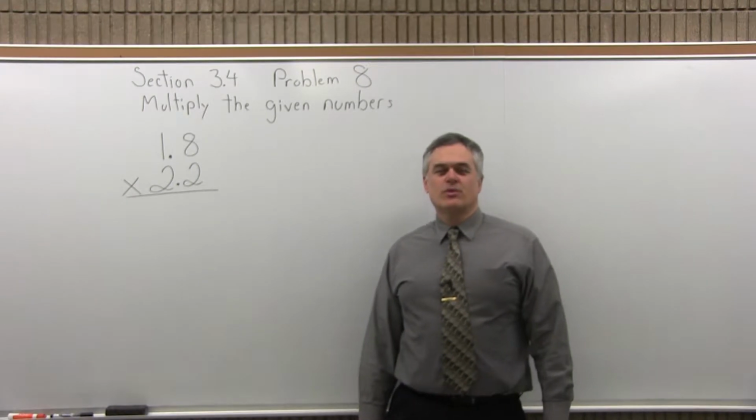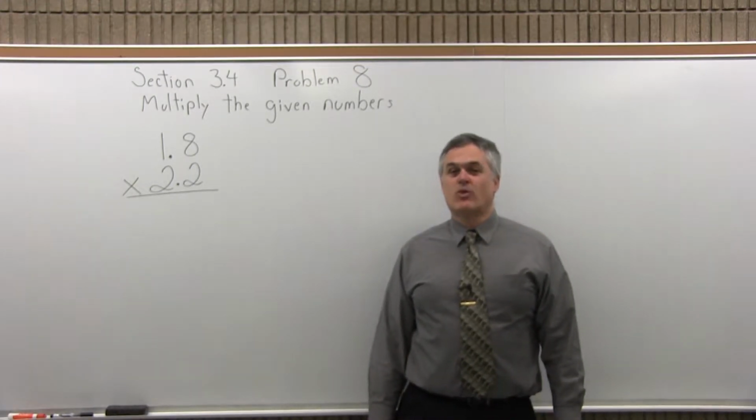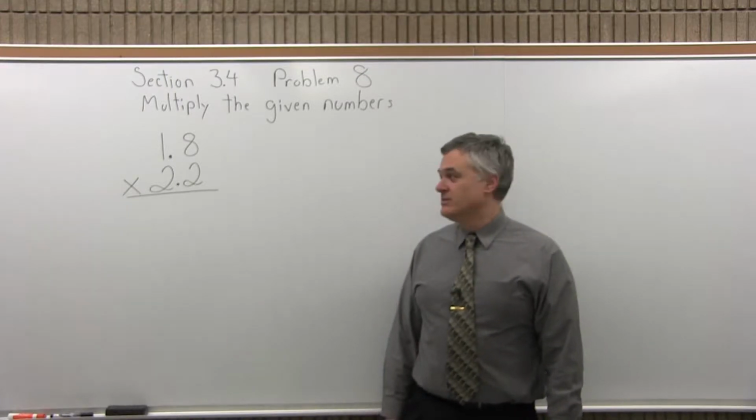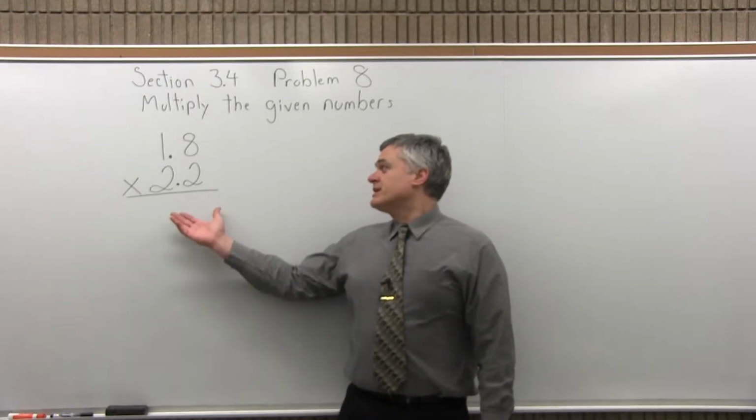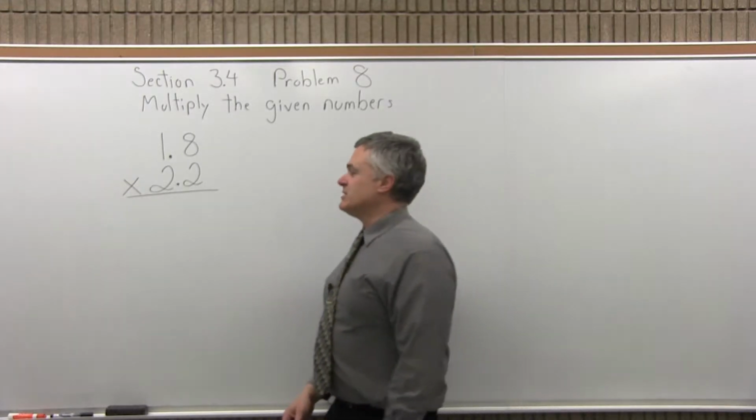This is Section 3.4, Problem 8. It says multiply the given numbers, and we have 1.8 times 2.2. So, really, to get it started, you're going to multiply 18 times 22. Just initially ignore the decimals.